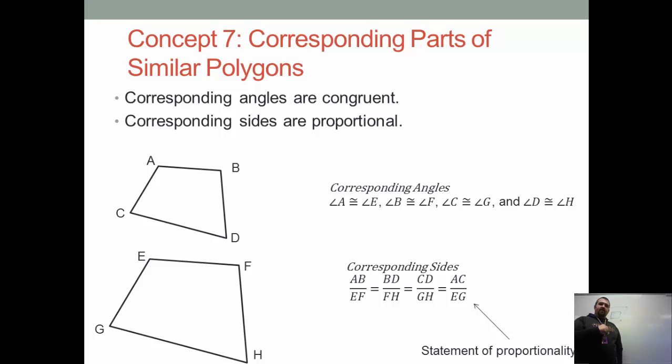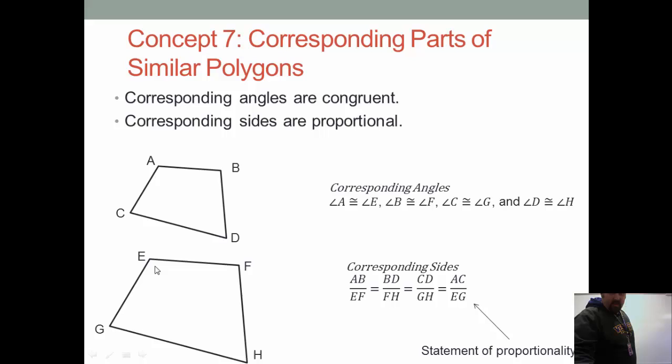The corresponding parts. If it's similar, the corresponding angles have to be congruent, period. However, the corresponding sides don't have to be congruent, but they have to have the same ratio. Or you could say any pair of corresponding sides is proportional to any other pair of corresponding sides in a similar polygon. So, the same two quadrilaterals I had before.